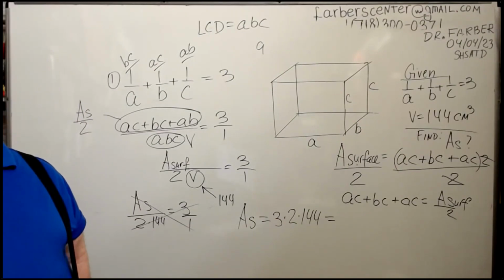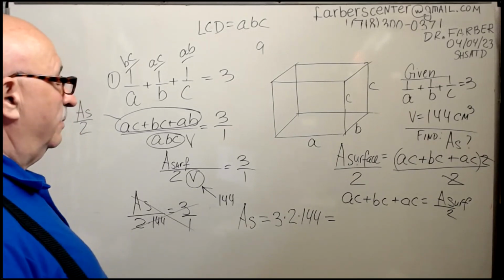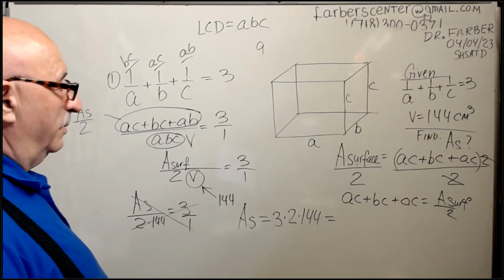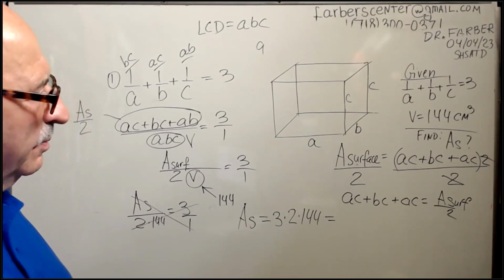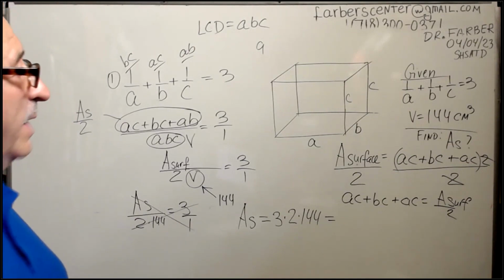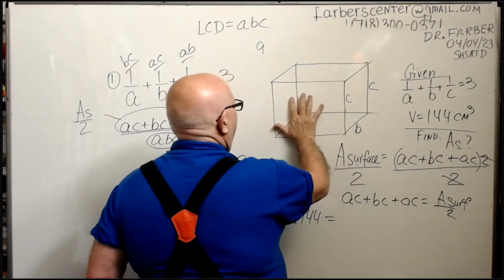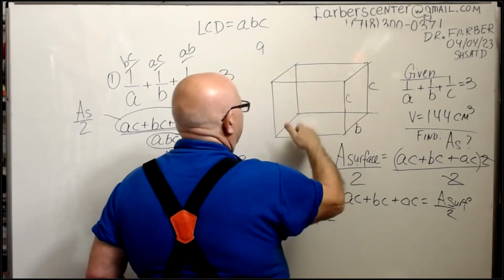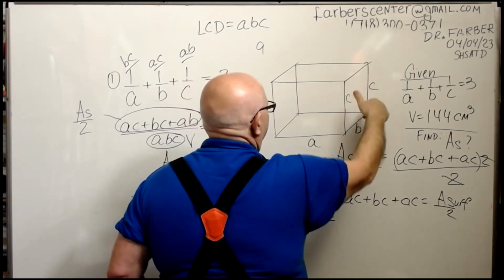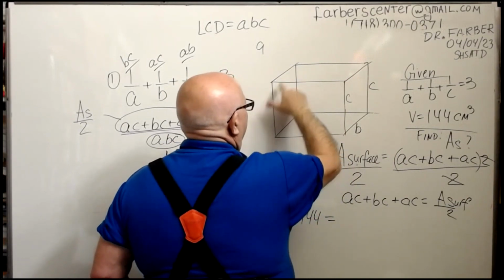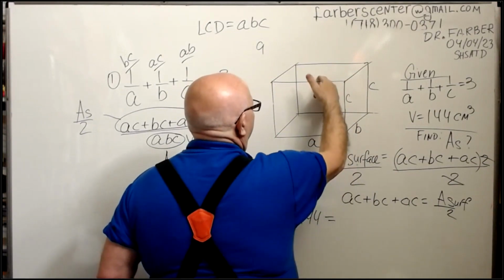Yes. In surface AC plus BC plus AB, you multiply by 2. Why? Because look at this, simple logic. How do you find area front and back? You found this, multiply by 2. Area left and right, you found this, multiply by 2. Top and bottom, you found this, multiply by 2.